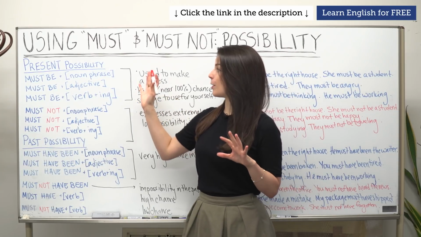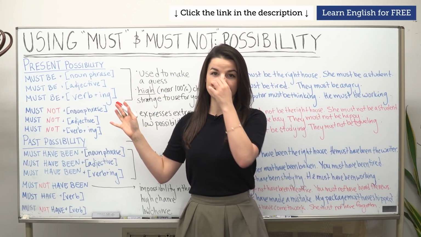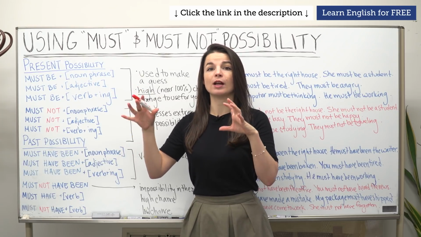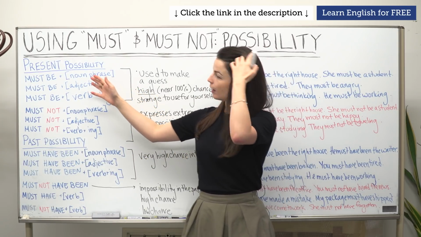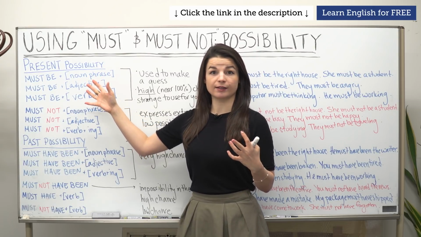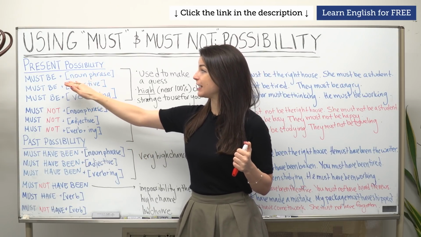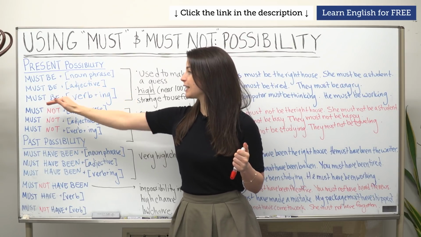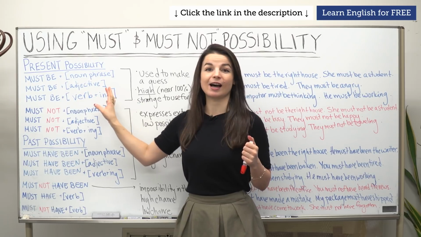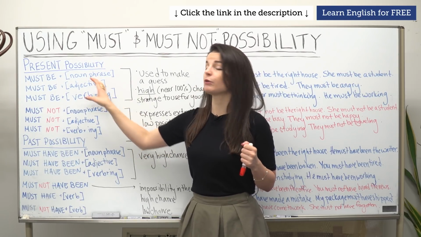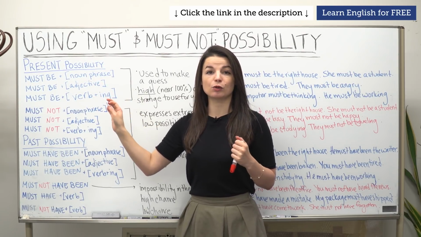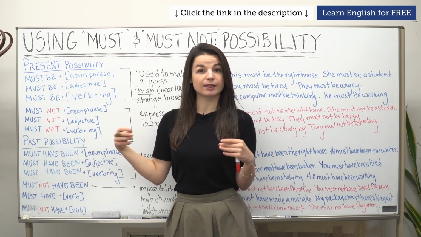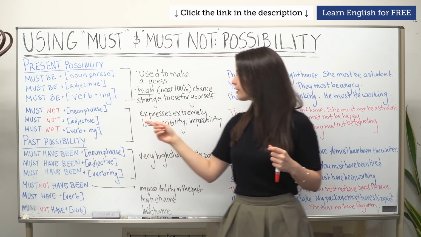First, I want to talk about present possibility. So these are things we want to talk about now, we think are possible now. The first group of patterns I want to look at is must be plus a noun phrase, must be plus an adjective, or must be plus the verb in the ing form. These are a few examples of some patterns we can use with must to talk about possibility in the present.